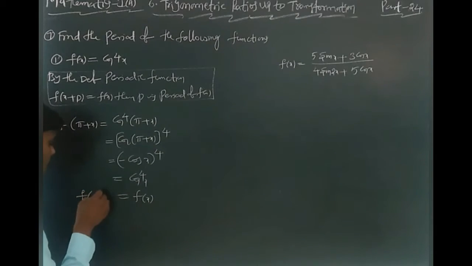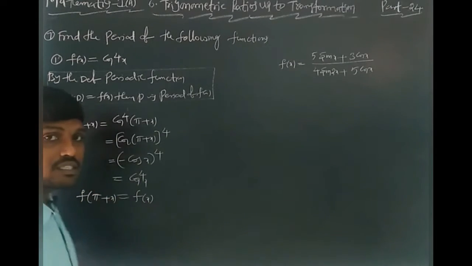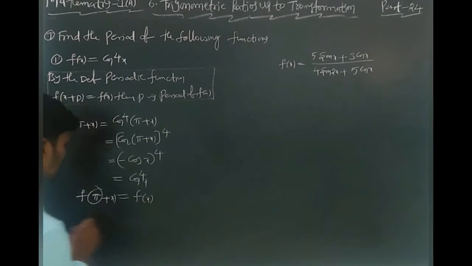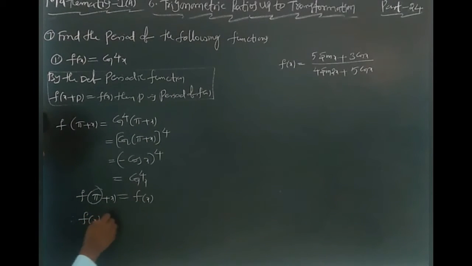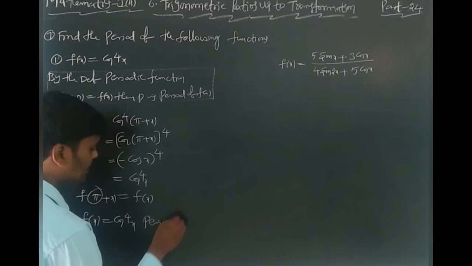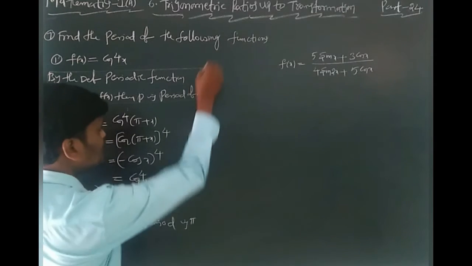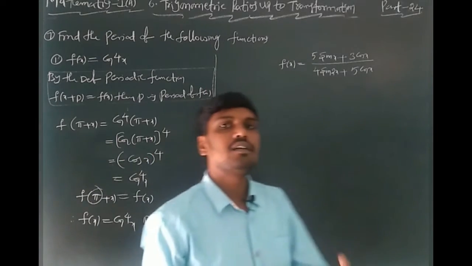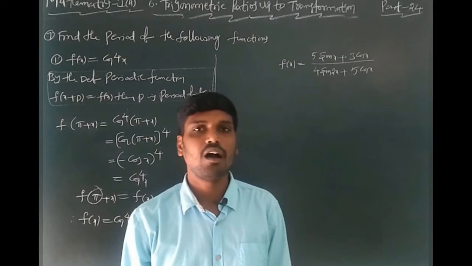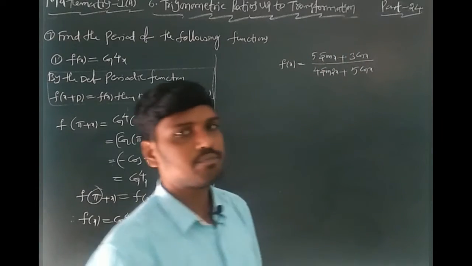Here f of pi plus x is equal to f of x. Then which is the period here? Here the period is pi. Therefore, for f of x equal to cos power 4 x, the period is pi. This is the easy way, simplified by the definition of the periodic function. After that we go to the second one.